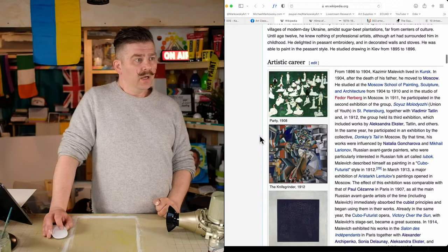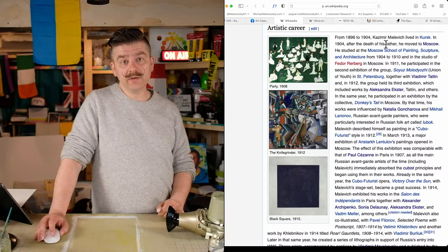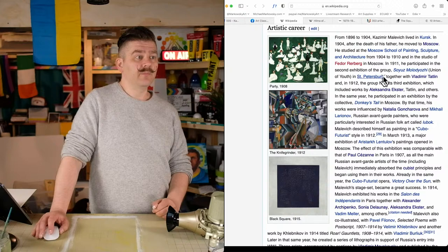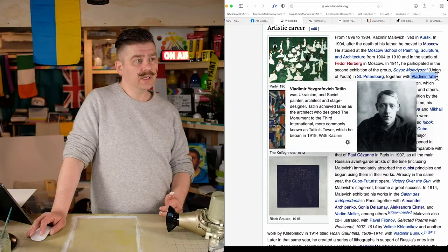So, after his father dies, he moves to Moscow, and he goes to the School of Painting there. And while he's there, he starts meeting a number of other artists. He eventually moves to St. Petersburg, where he meets Vladimir Tatlin, who is a Russian artist.